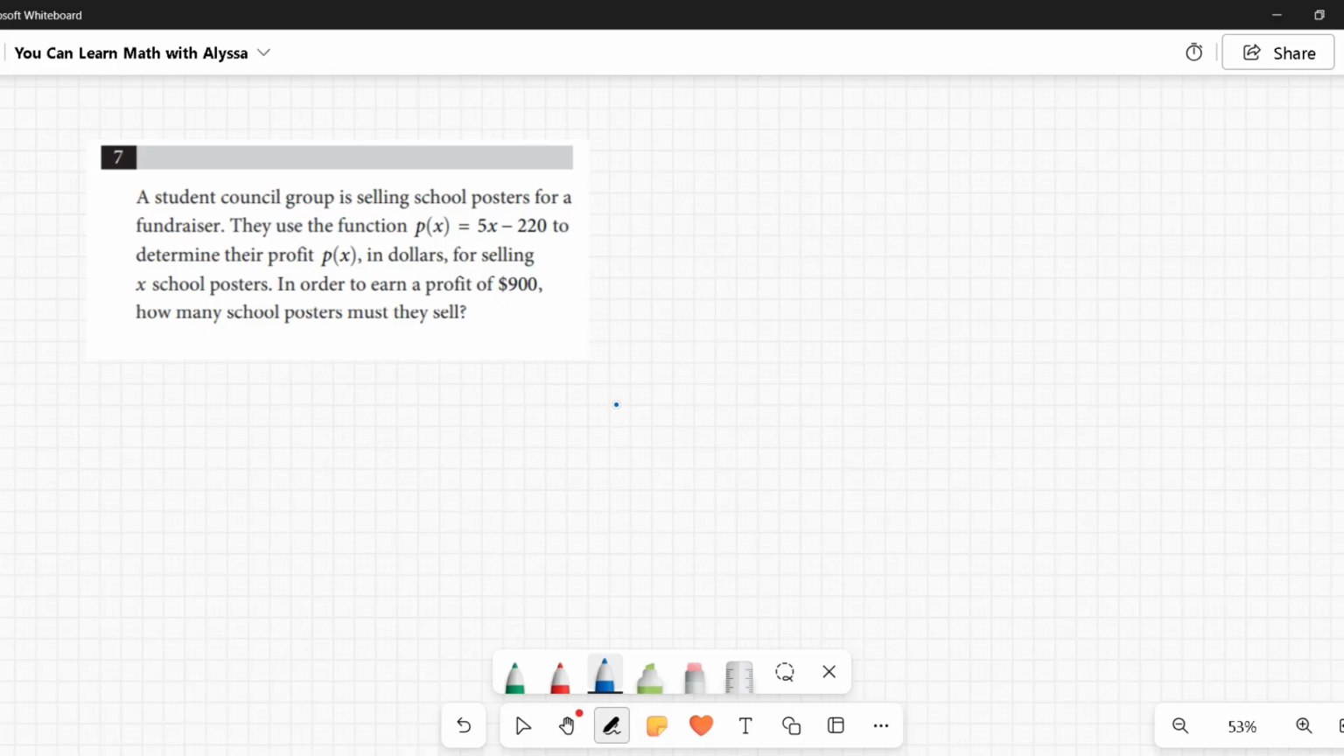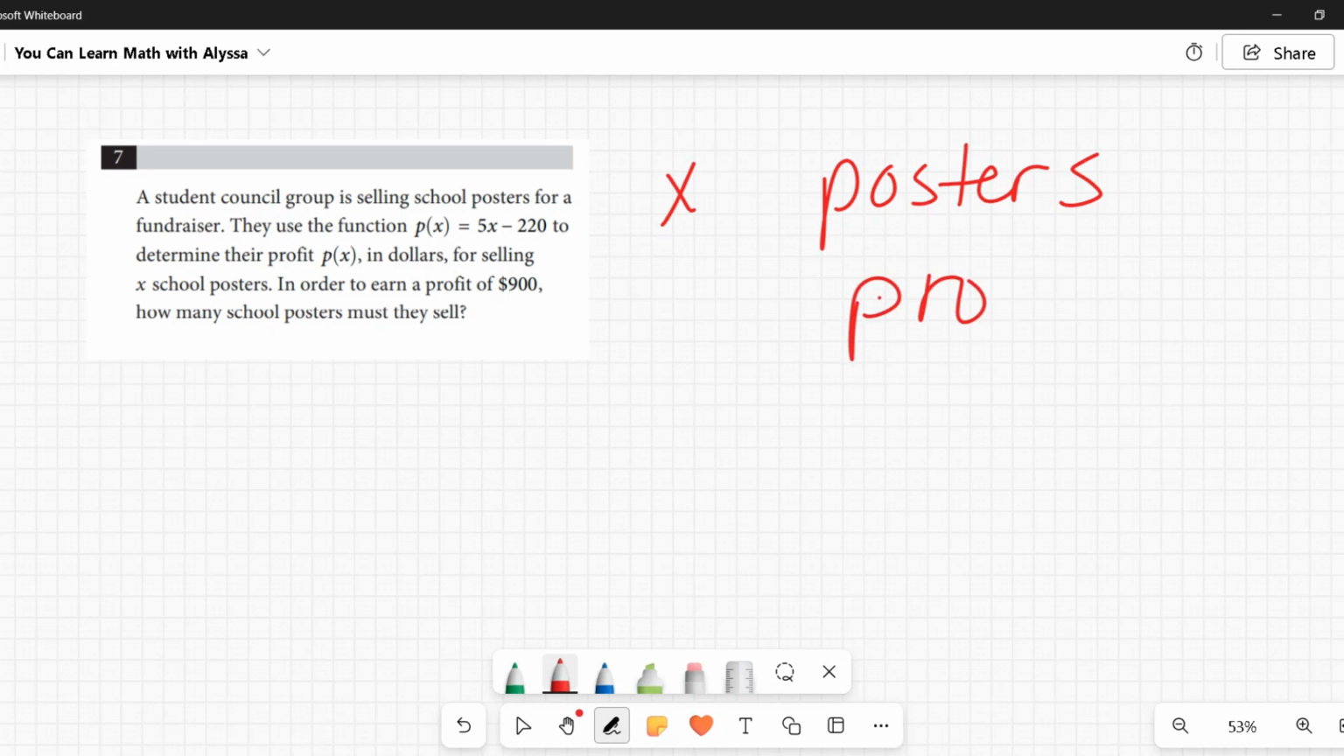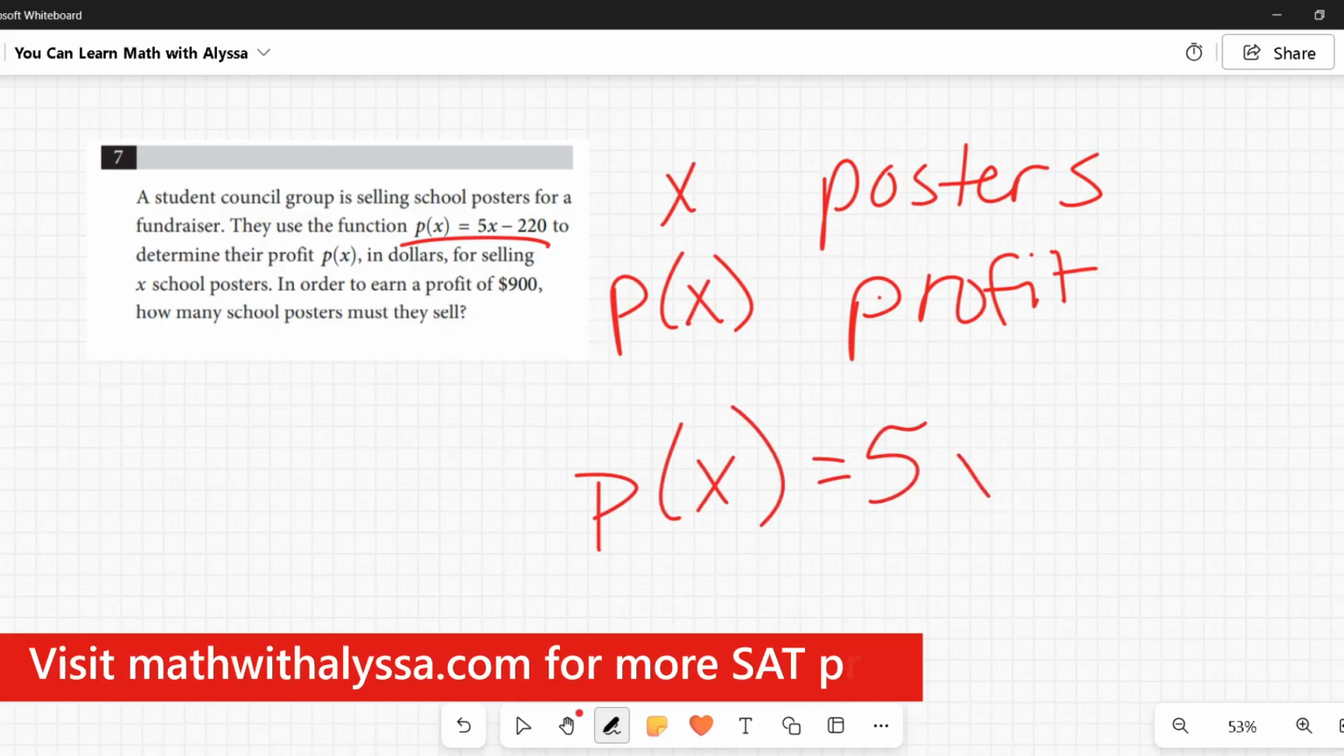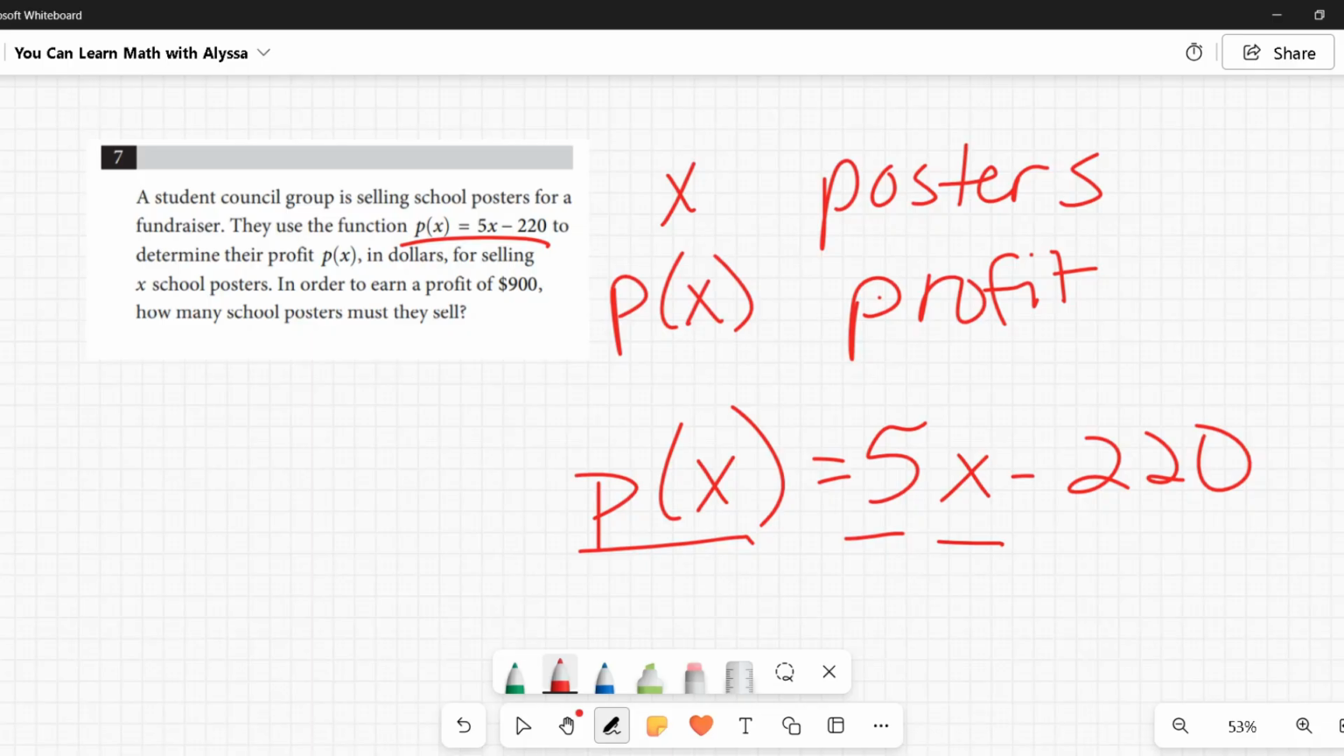Just like I mentioned a few problems earlier about functions, functions are input and output. So this one, our input, our x value, what's going in, is the number of school posters they're selling. And when they sell these posters, they get an output of profit. And that profit is the P of x, the output. So their profit in this case, we have this equation, P of x is equal to 5x minus 220, or in other words, the profit is equal to 5 times the number of posters minus 220. It may have been like their startup costs, what they had initially invested, $220 perhaps.